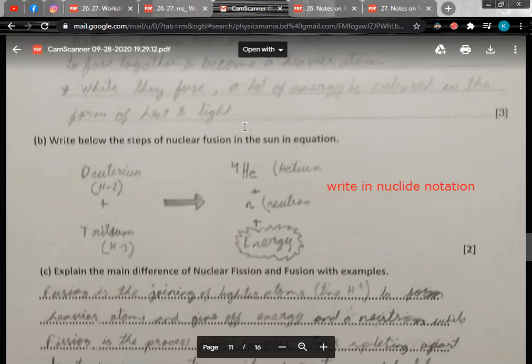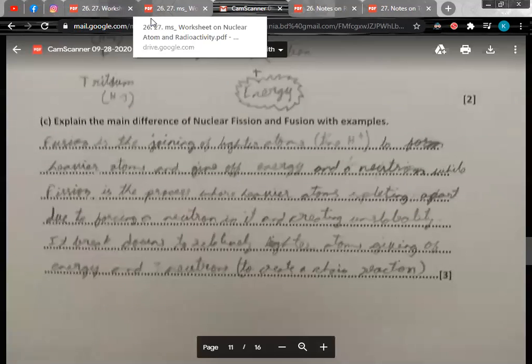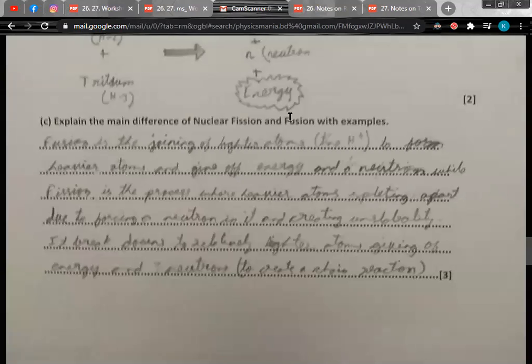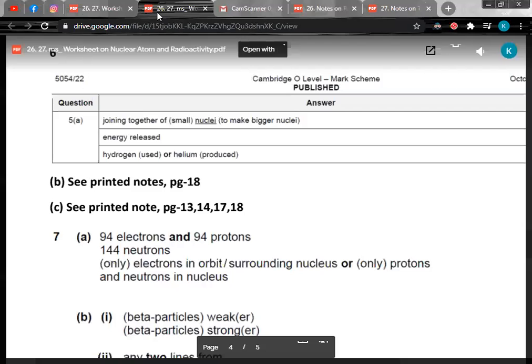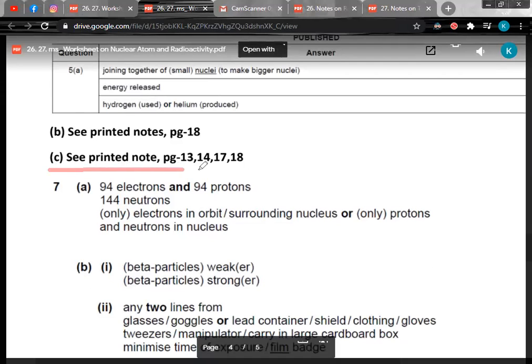Okay, next one, please. Explain the main difference of nuclear fission and fusion with examples. 3 marks. Yes, sir. So you go to the mark scheme first. Then you check with your writing whether all these points came or not. You identify. Then we can go faster.